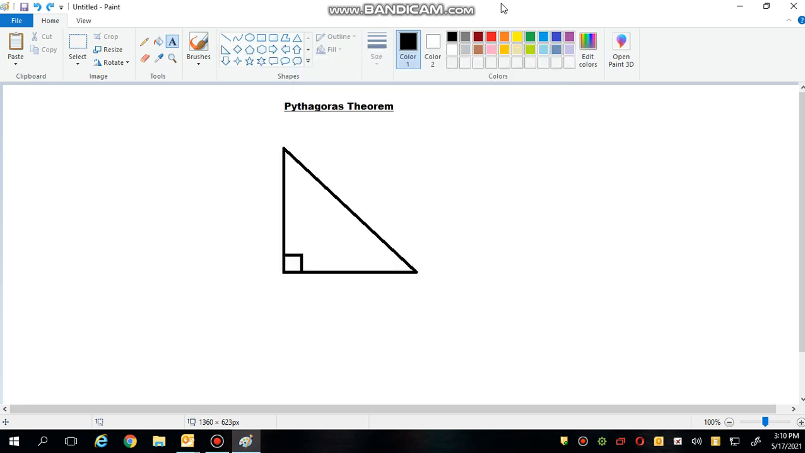Today I'm going to teach you the basics of Pythagoras Theorem. This is part 2. In part 1 I told you more about the sides of a right angle triangle, what makes it a right angle triangle, and how to find out which sides are which.